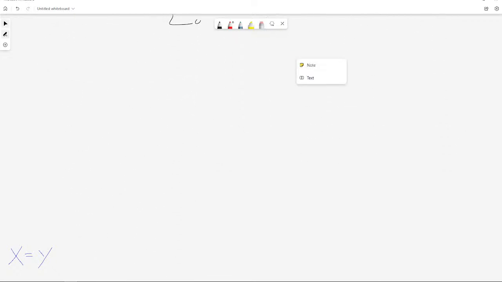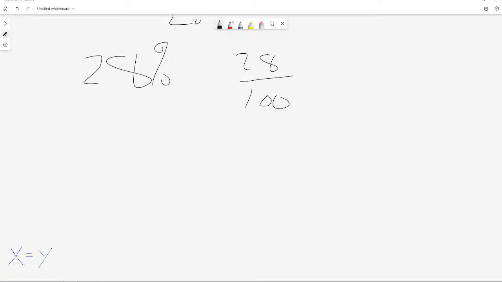Okay, now let's convert into a fraction. So let's say we have 28%. Well, we're going to go 28 over 100. But we can reduce that. So what's the number that goes into both of these? 4. So if we divide both sides by 4, we're going to get 7 over 25. That can't be reduced anymore.